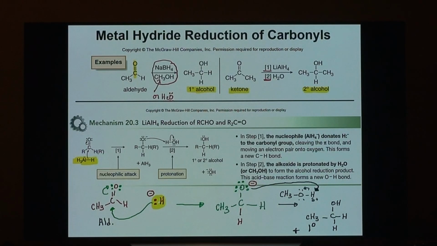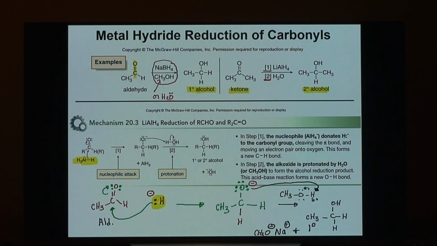We don't need that, but if you want to write it down, I have my CH3O negative, that is going to balance, of course, my sodium from the sodium borohydride. Okay, but you don't have to write it, since this is an electrolyte. You don't have to write that. So aldehydes get reduced into primary alcohols.